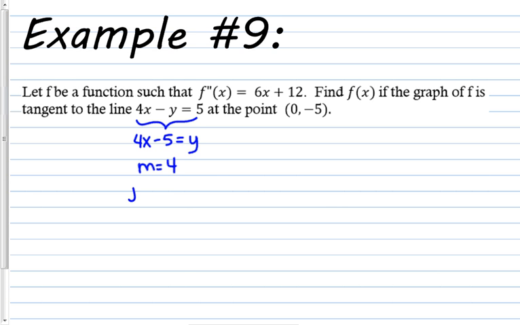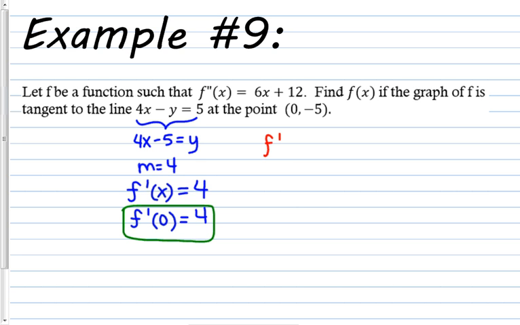So that means f prime of x, which is my slope, the derivative is the slope, is equal to 4. But more specifically, f prime of x when x is 0 is 4. So here's my first initial condition that I just found. Now I'm going to take my f double prime and integrate it, and when I do, that will get me my first derivative.